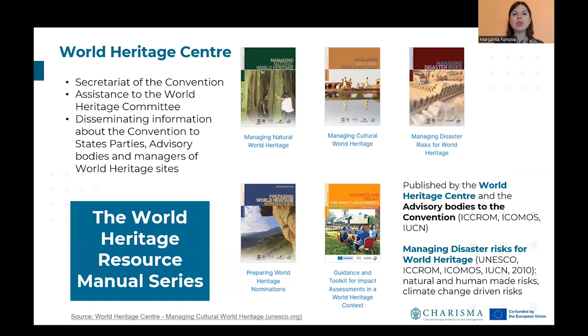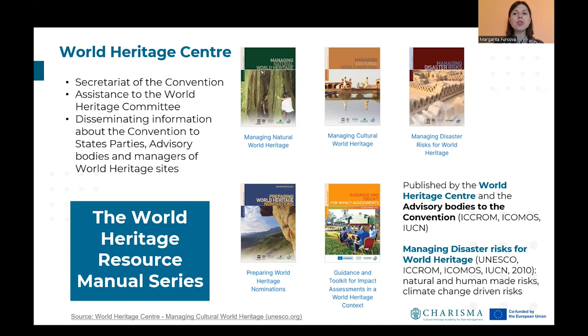The World Heritage Committee is assisted by a secretariat. This function is currently assumed by the World Heritage Center, established in 1992. Among its main functions, the World Heritage Center provides assistance to state parties and disseminates information about the convention to the state parties, advisory bodies, and general public, including the World Heritage Sites managers.